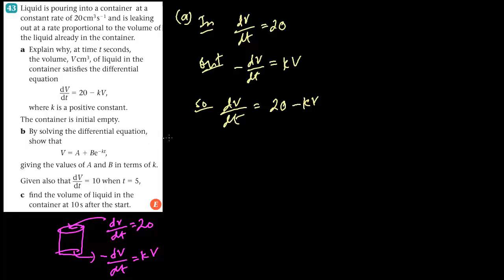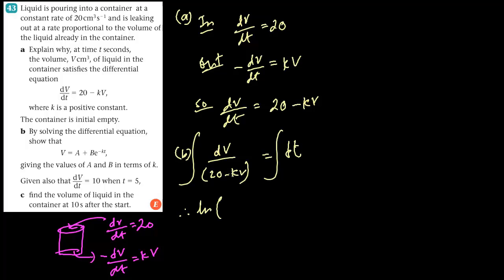So we have to use again the separable method. We can take all the V terms on one side, so dV over 20 minus kV equals dt. Integrate both sides. The reciprocal of a linear expression gives ln. So ln of 20 minus kV divided by, by the chain rule, the derivative of 20 minus kV with respect to V, which is minus k, equals the integral of 1 dt, so t plus c.